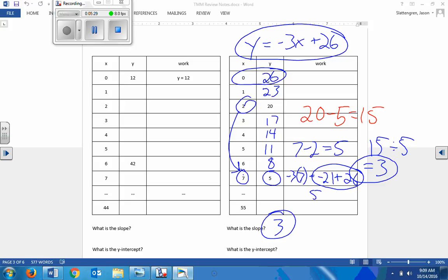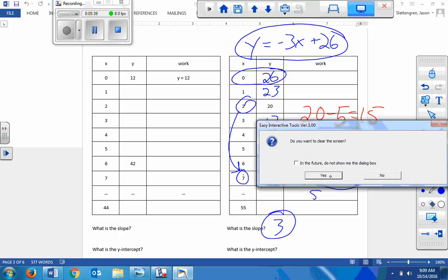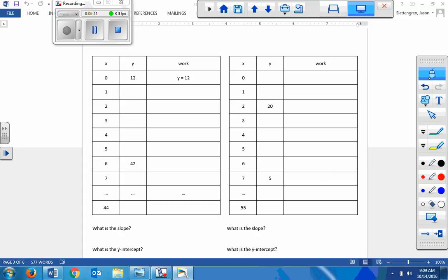Hopefully this helps you on this pattern, and on the back there are even more problems that you can attempt. Thank you. And again, if you have problems with this, please watch the videos multiple times. And let me just erase this and stop.